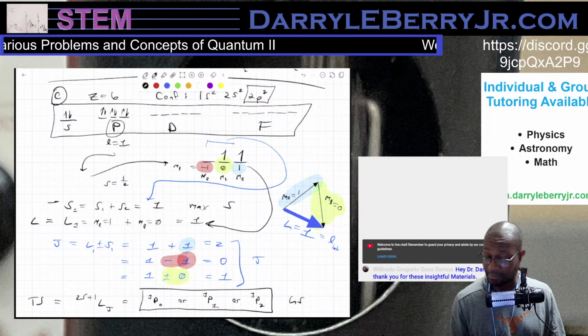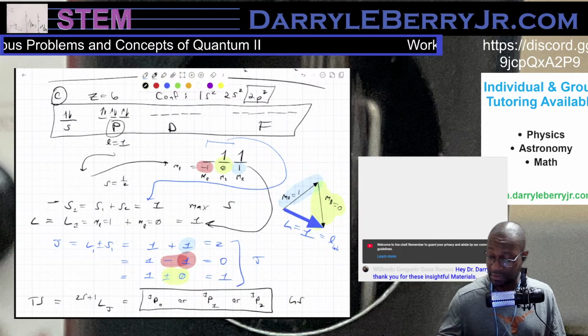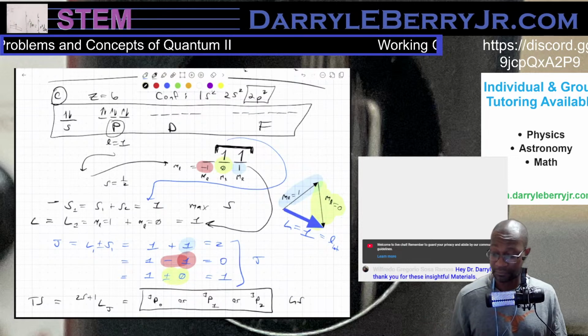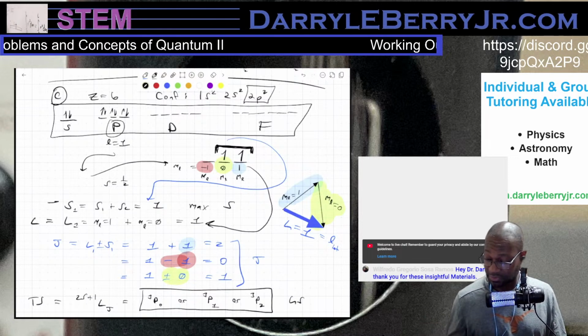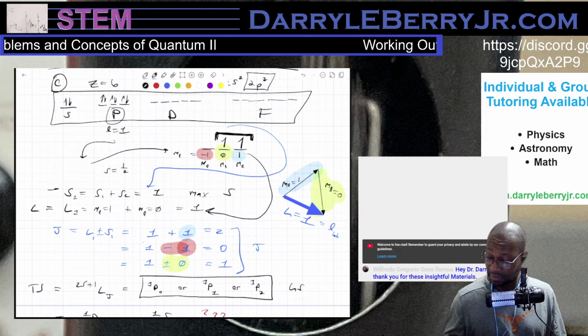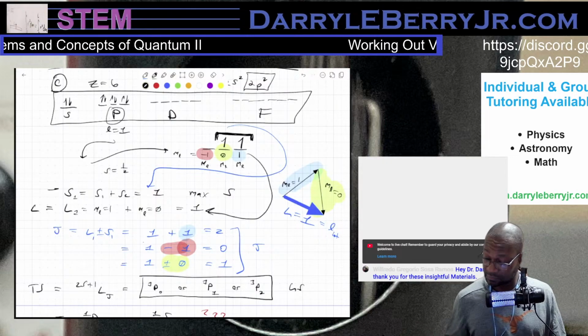Now, apparently we need to maximize the value of L. So this is the order that will, I imagine, happen most probabilistically in nature. But it's also possible to do the +1, -1. Now, why is it that I have 2 from the spin?